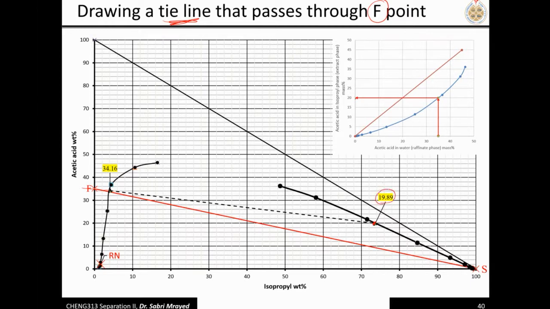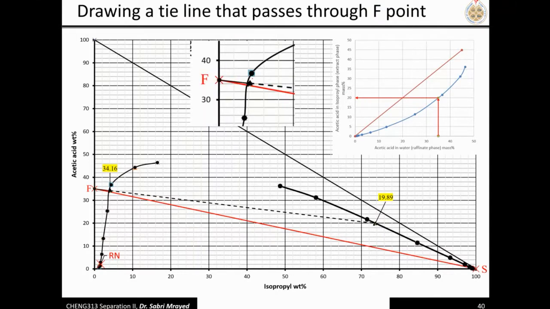19.89 here, from here, 34, this point you go there, and you find that it's around 19. So this is your tie line. Now if you extend this tie line, extend it there, you will see that tie line, if you extend it as a straight line, is going to pass through your F point. And this is exactly what you are looking for. This is the line that you're going to extend to get delta R.